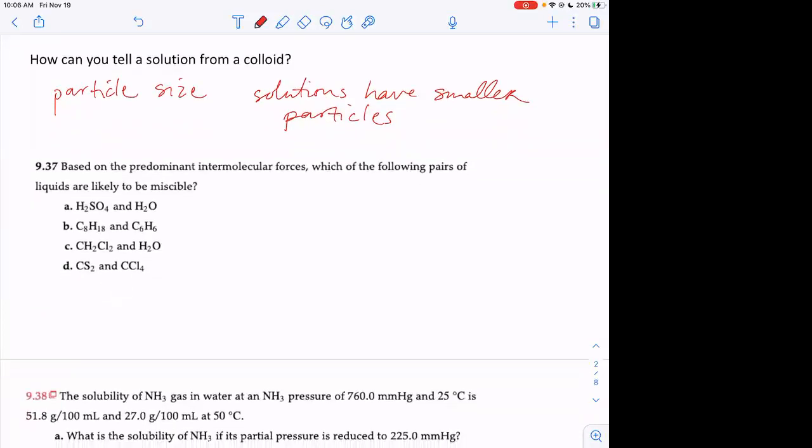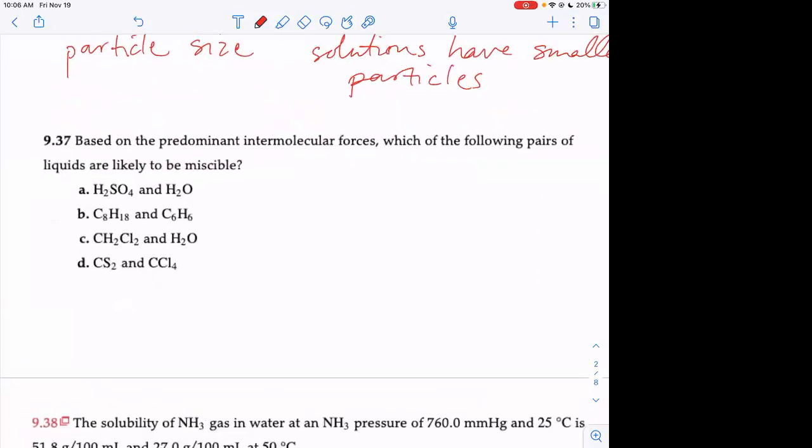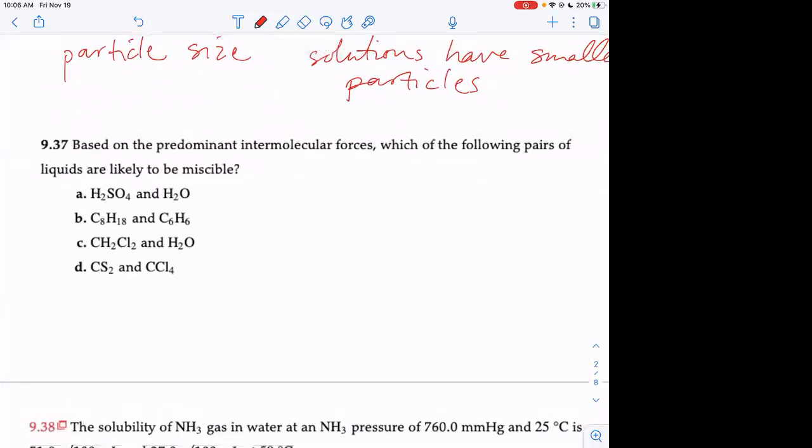Next, we talked about principles and rules of solubility, like dissolves like. So that's what this question gets at. Based on the predominant intermolecular forces, which pairs of liquids are likely to be miscible? You definitely had a question like this on your homework, I know. It might have been the same exact one. You guys remember? So what do we need to be thinking about when we answer this?